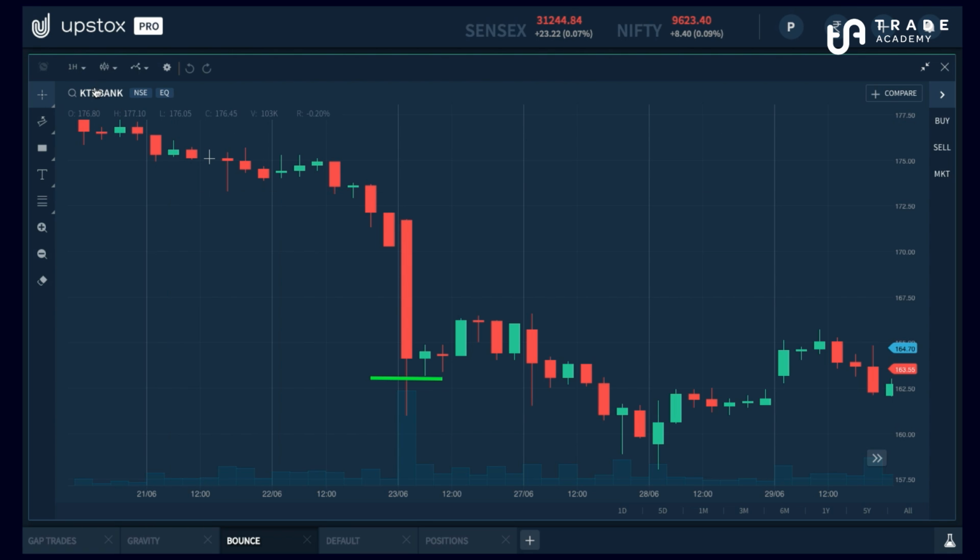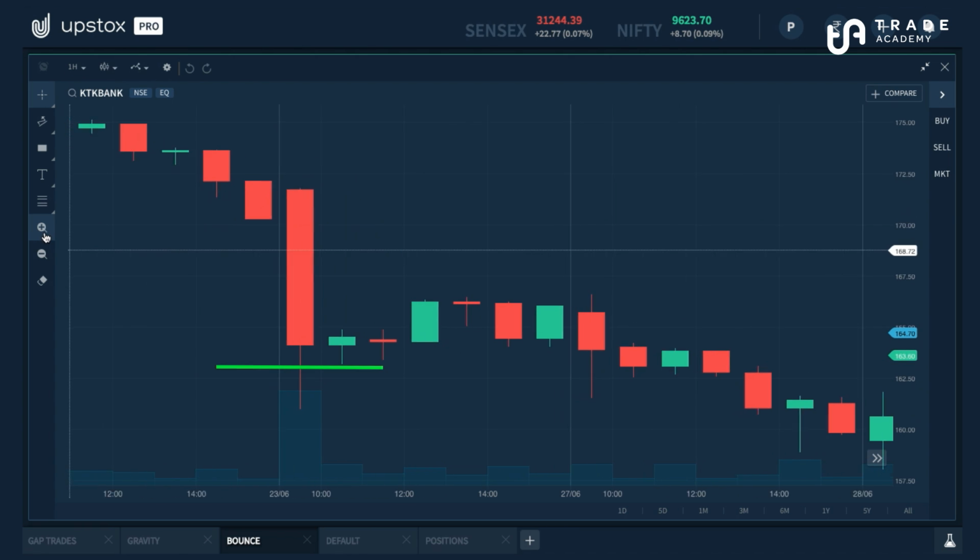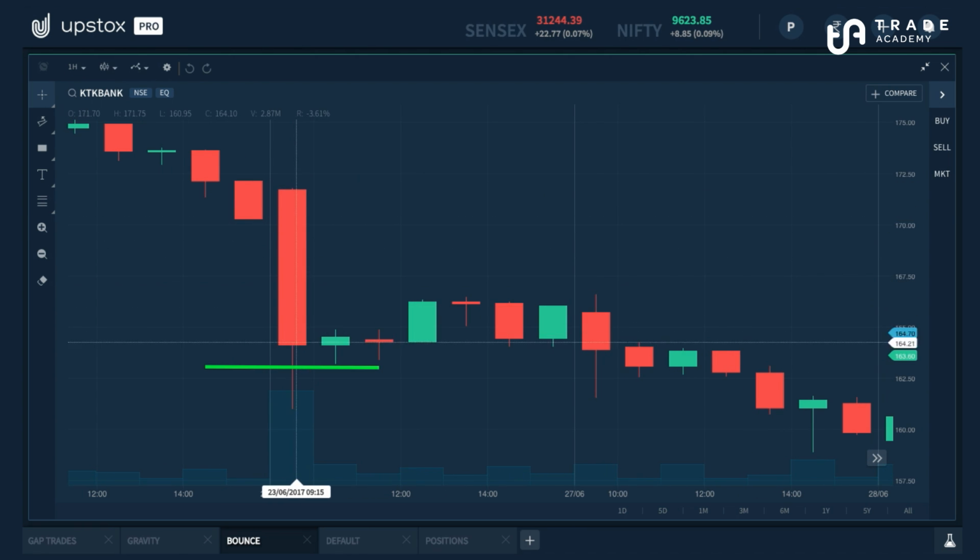So I've opened Karnataka Bank here and I've opened the hourly chart. I think you should look at the 10 minute charts when you're actually trading this, but since I'm showing you old data, it's good to look at the hourly chart because it's easier to see. And this is the 23rd of June. Let's zoom in. This candle, you see, this is the opening candle of the day.